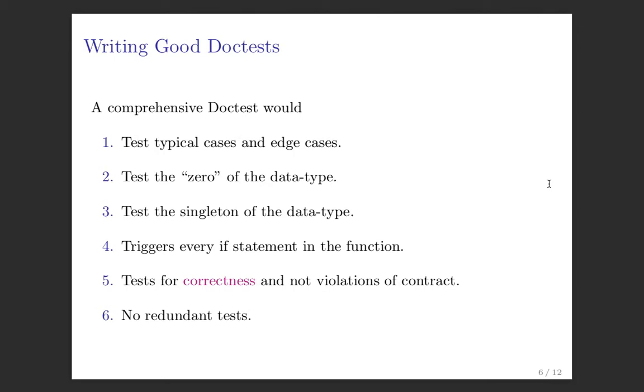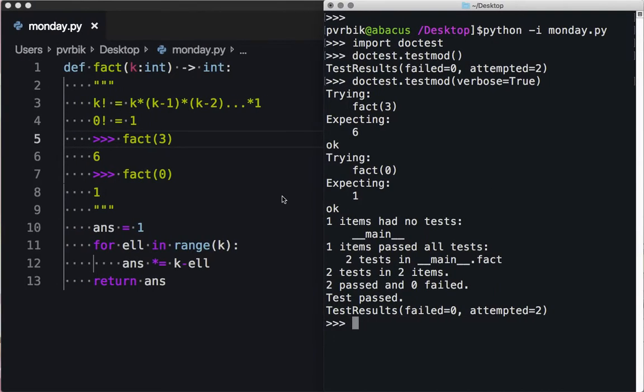And by correctness, I mean you assume that you're given some input that you're contractually obligated to accept, and you're returning the value that your docstring is claiming it's supposed to return. That's what I mean by correctness. And no redundant tests. So speaking of redundant tests, let's try to go through this list and see how well we did in our factorial example.